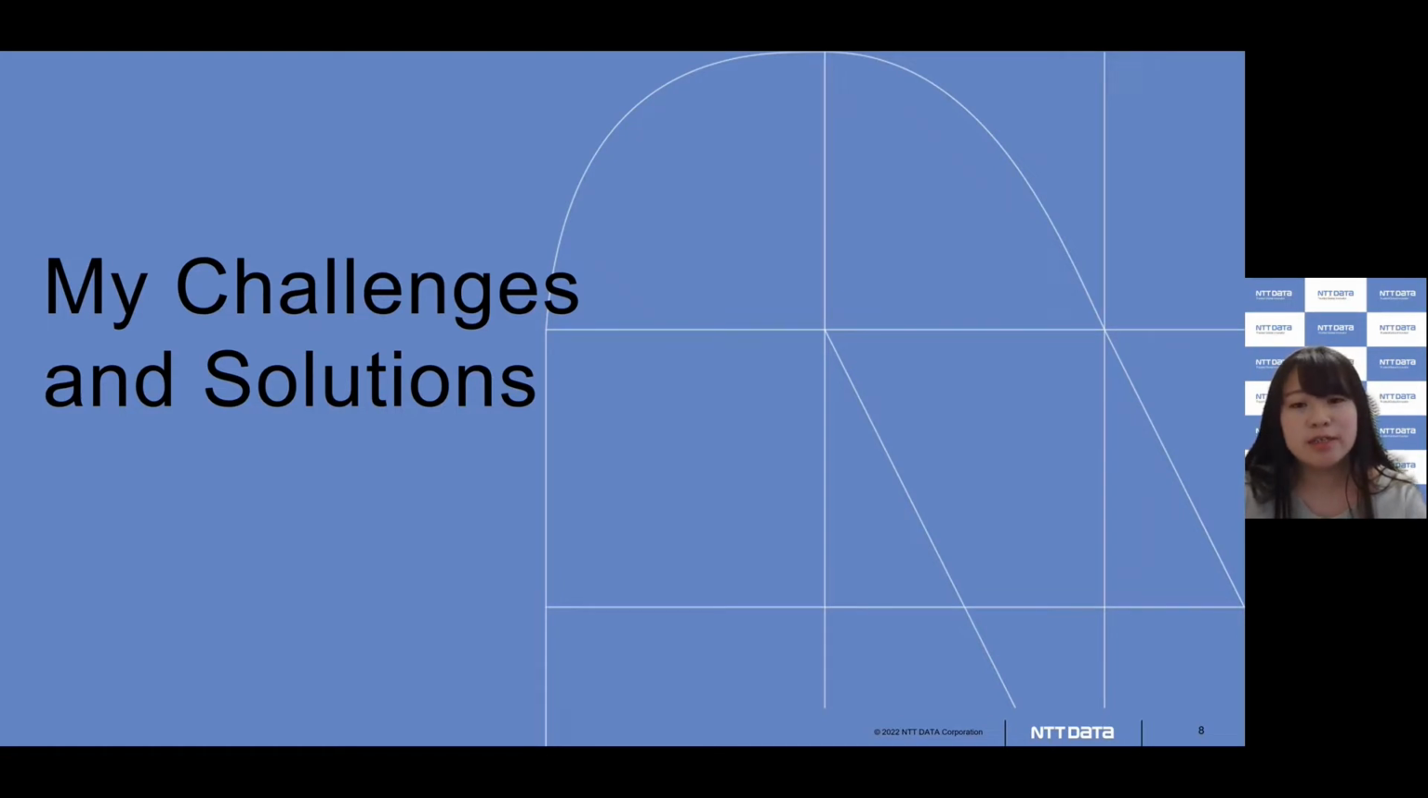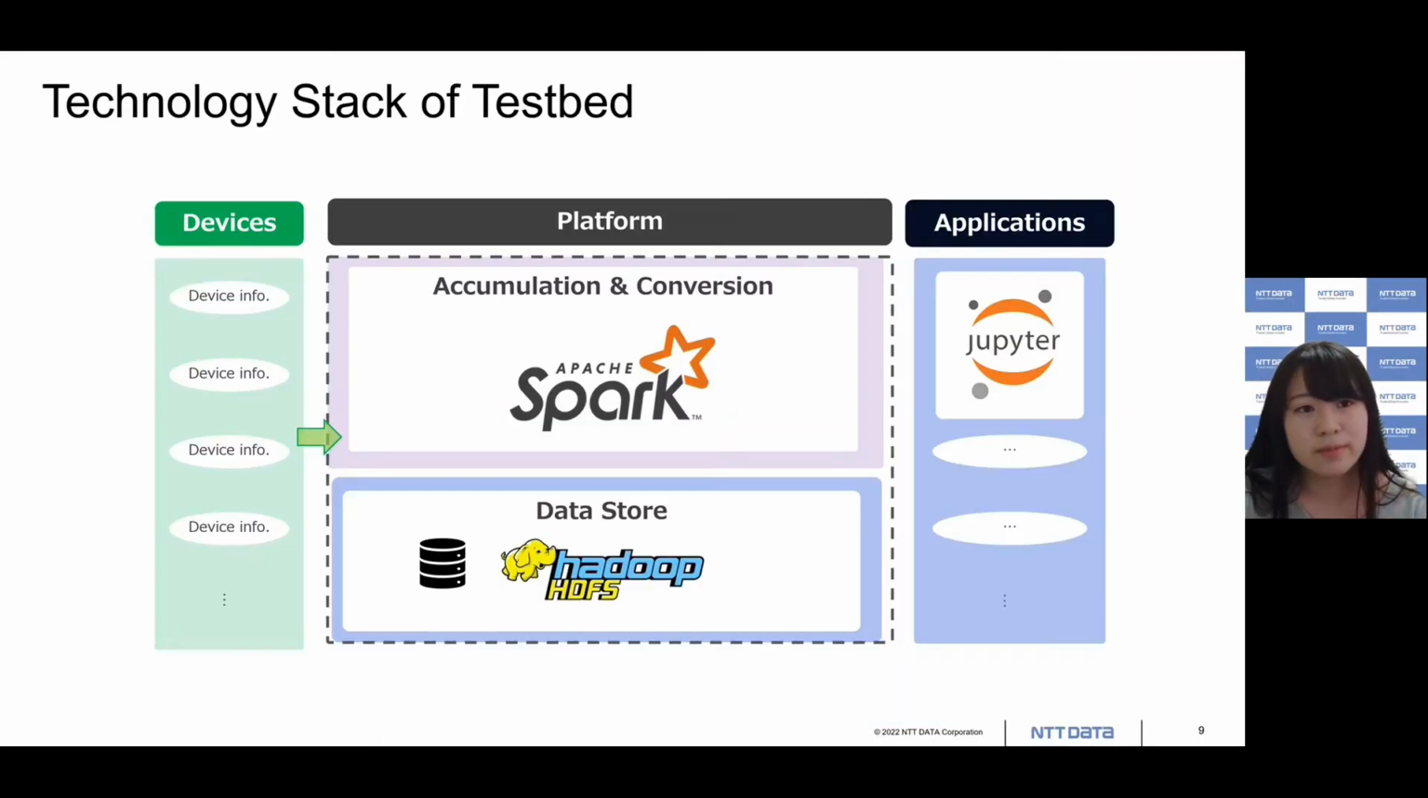Okay. Next is the second section, my challenges and solutions. In this section, first, I will explain the key technology stack. Technology stack of the testbed. This is a simplified structure of the testbed. At first, I explain three important products: Jupyter, Apache Hadoop, and Apache Spark.